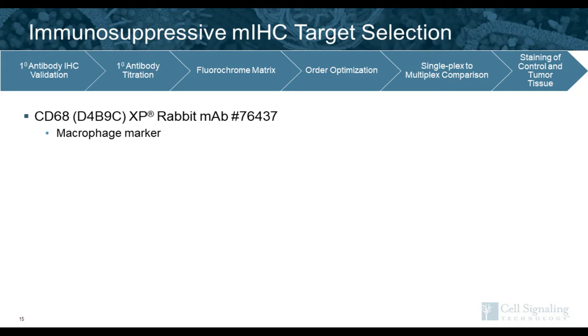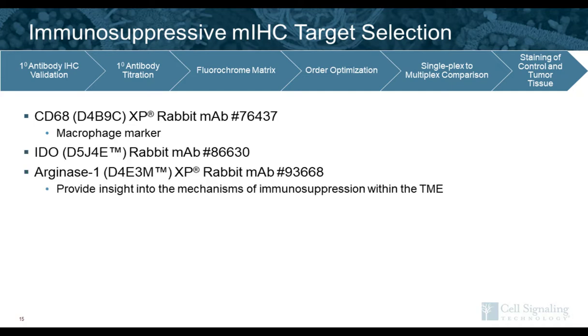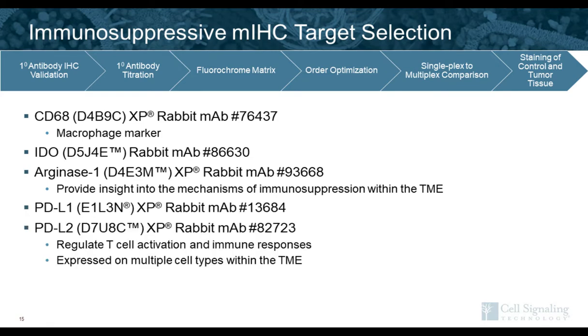So for our immunosuppressive multiplex IHC panel today, I'll talk a little bit about why we selected the targets that we did. So the first target would be CD68, which we're using as a macrophage marker in this case. Then we have IDO and arginase 1, which I discussed earlier, which can provide insight into the mechanisms of immunosuppression in the microenvironment. We've also included PDL1 and PDL2, which, as most people know, regulate T cell activation and immune responses and can be expressed on multiple cell types within the TME. And then we'll use pan-keratin as a tumor cell marker as well.